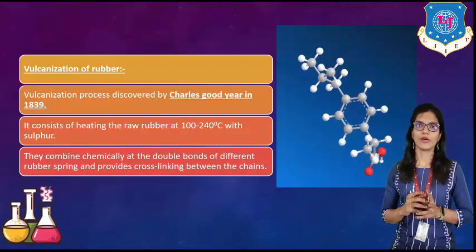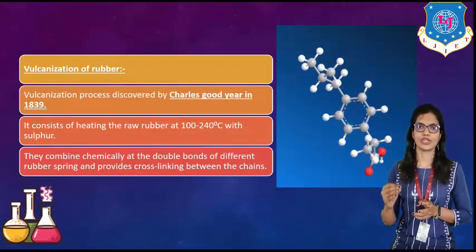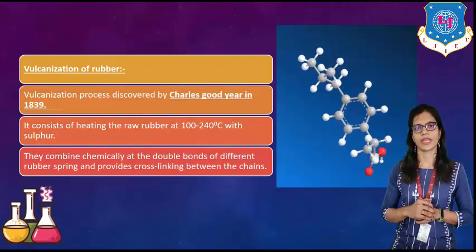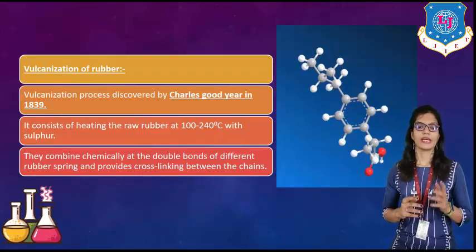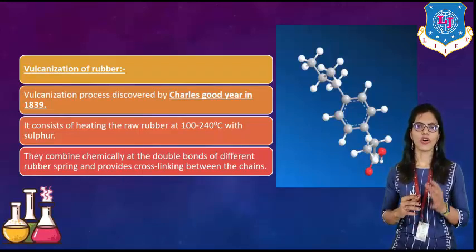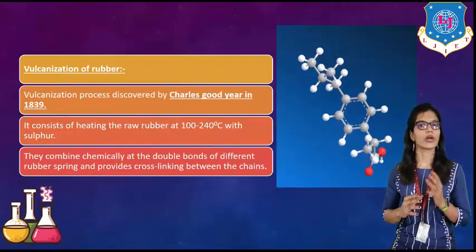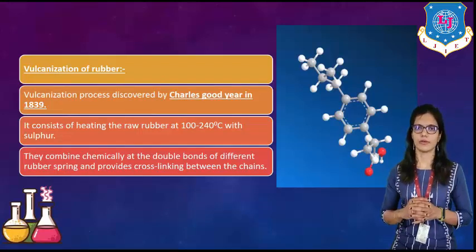What is the meaning of vulcanization of rubber? The process was discovered by Charles Goodyear in 1839. On that person's name only, the company known as Goodyear tires is named. It consists of heating the raw rubber at 100 to 240 degrees Celsius with sulfur so that its strength will be increased.